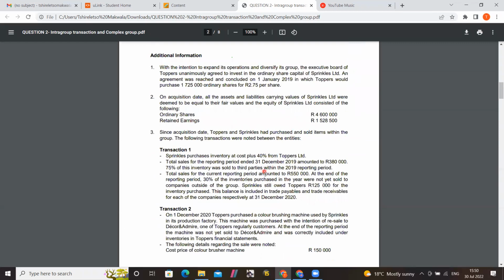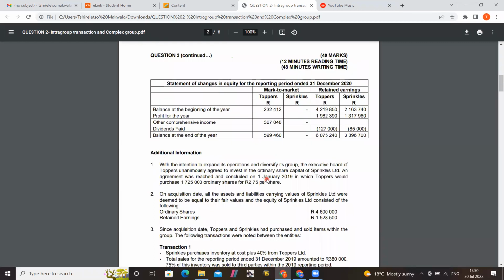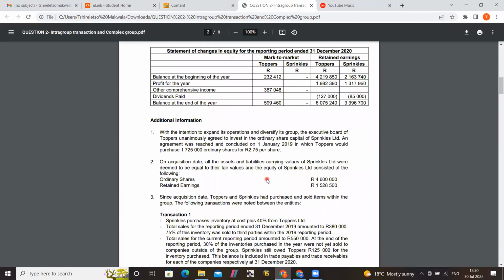So now they told us about the intra-group transactions. They said with the intention to expand its operations and diversify its group, the executive board of Toppers unanimously agreed to invest in the ordinary share capital of Sprinkles Limited. An agreement was reached and concluded last year. Do you see this, last year? Because this year is 1 January 2022.